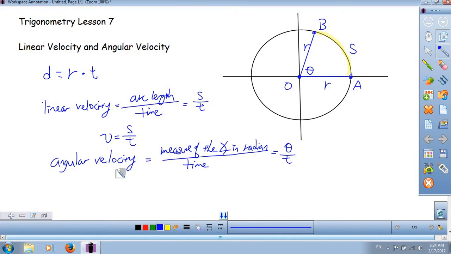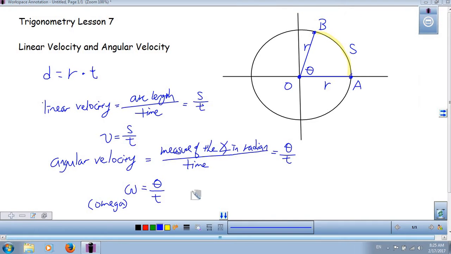And so what letter do we use to represent angular velocity? We use a Greek letter, omega. You've probably heard of that from somewhere before, alpha and omega. Alpha is the first letter of the Greek alphabet, and omega is the last letter. So omega equals theta over t. Omega is used to represent the angular velocity.